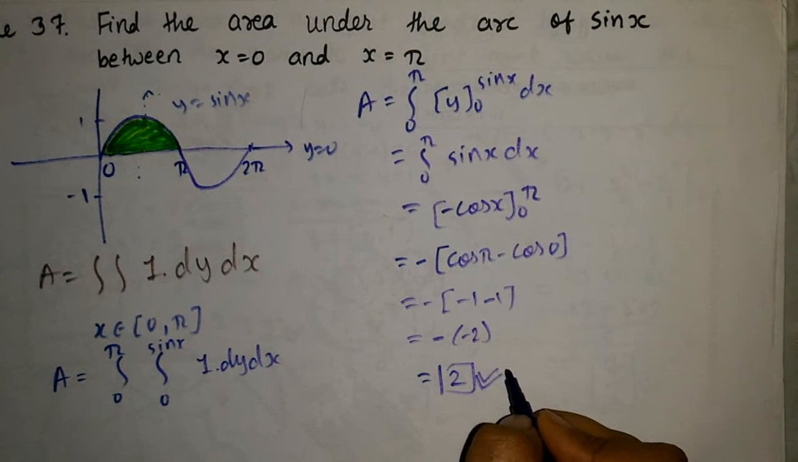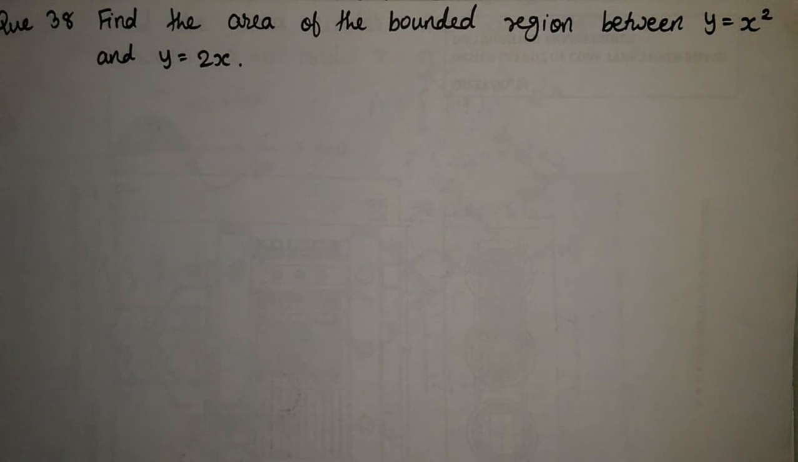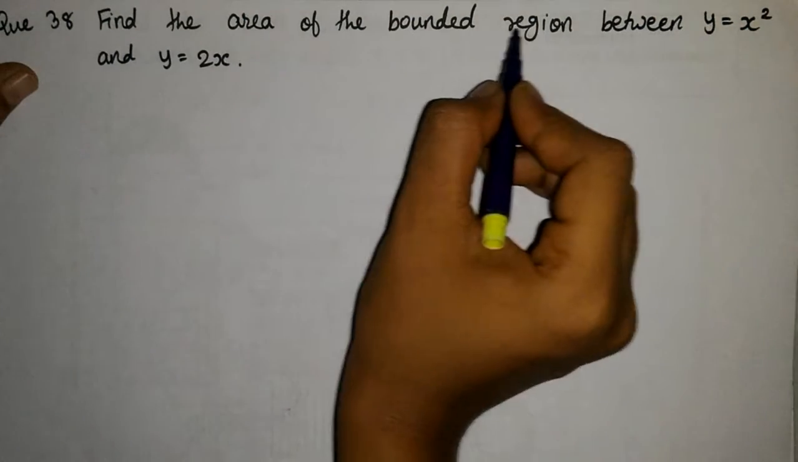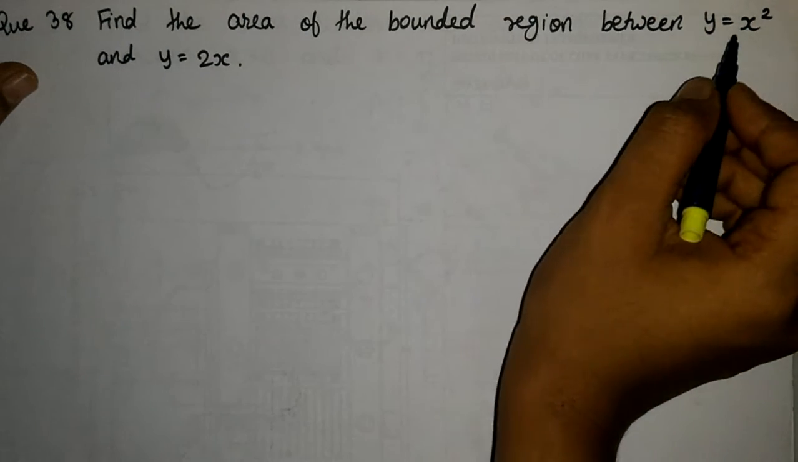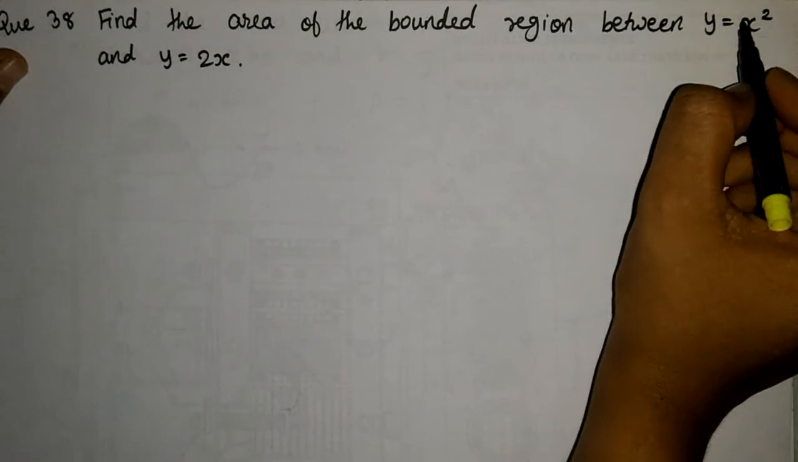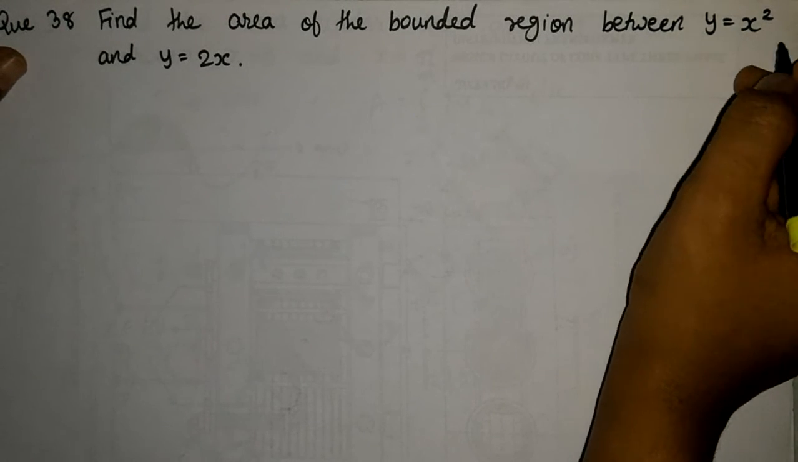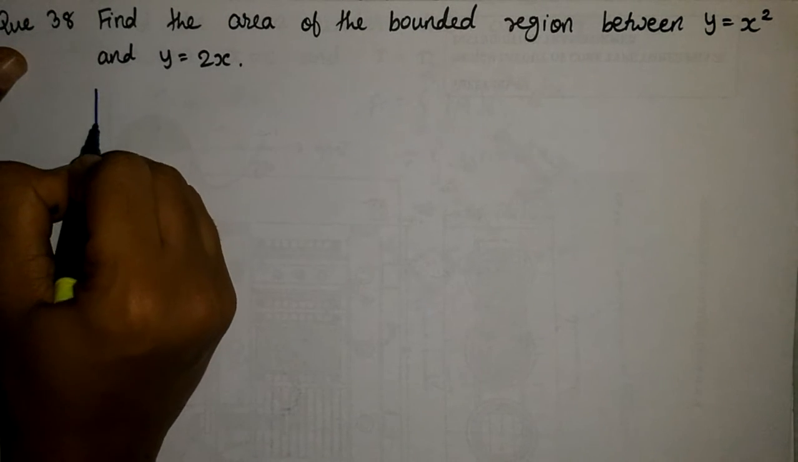This question was a smaller one, so let's discuss another question. That is question 38. So question 38 is find the area of the bounded region between y is equal to x square and y is equal to 2x. So this we can see it's a parabola. So we can draw it easily. So let's first draw the diagram.